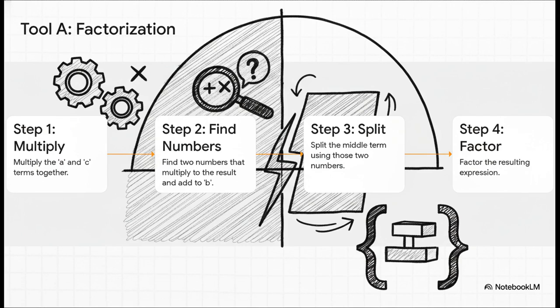Okay, tool number 1 is factorization. This is your slick, quick draw tool. It's absolutely perfect for when the numbers are nice and simple. The whole idea is basically a little number puzzle. You find 2 magic numbers that let you break the equation into simpler parts. When it works, man, it is by far the fastest way to get your answer.